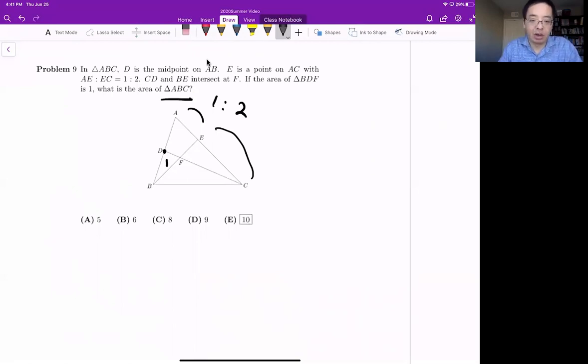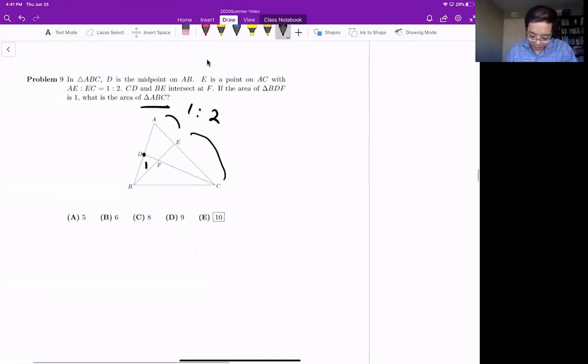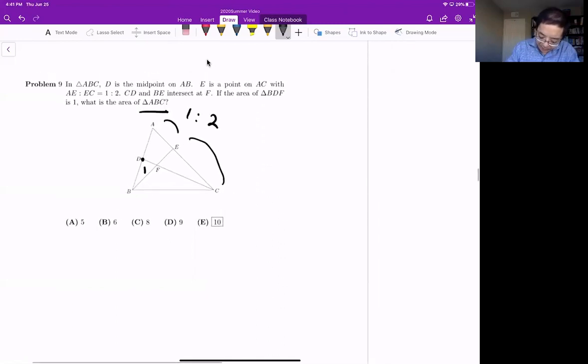Now for this problem, there are two ways to do it. One way is we use a pure area method, a method based purely on area. The second approach is we use similarity. For this one, I'll just focus on the approach that only relies on areas. Let me remind you of a basic fact.